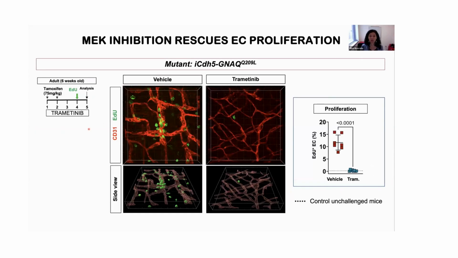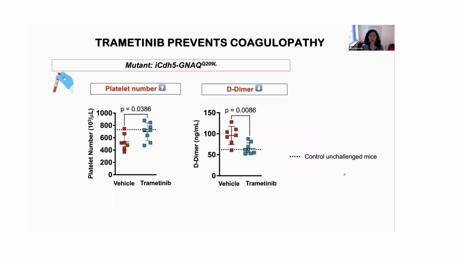How is this happening? So we look at proliferation, and in fact, we see that trametinib treatment prevents this hyperproliferation, as you can see in the quantification. And we also look at the coagulopathy, and we can see that we also prevented the onset of coagulopathy with this pre-treatment, or preventative treatment, with trametinib. So we see platelet number and D-dimer are now similar to control and challenged mice.